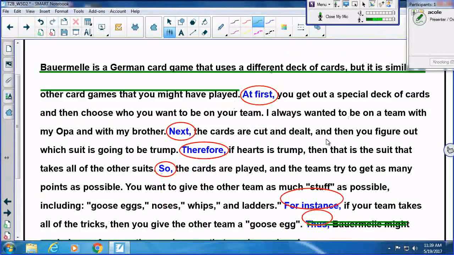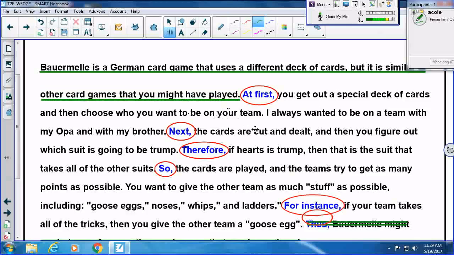Actually, let me just read just the middle part here, just so you can see that it really does work with different transitions here. So I said my topic sentence, Bauermella is a German card game that uses a different deck of cards, but it is similar to other card games that you might have played. And then I use transitions to help the reader follow along.